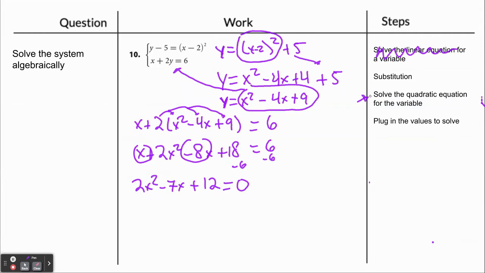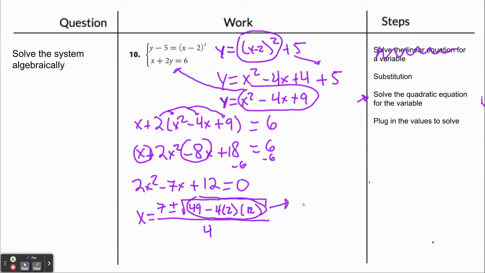After simplifying, I'm now solving the quadratic, and in this case I'm going to use the quadratic formula. So we have x equals negative b, which is 7, plus or minus the square root of b squared minus 4 times a times c, all over 2 times a, which is 4. Now if I simplify what's inside the square root, 4 times 2 is 8, 8 times 12 is 96. So looking at this, I'm going to get the square root of 49 minus 96.